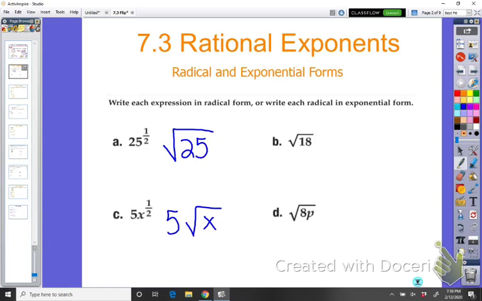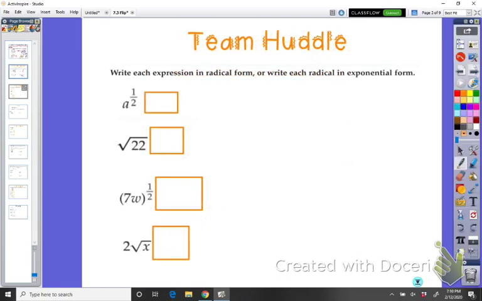Now these have radicals, so we need to go the opposite way. So if it's a square root, it's going to be raised up to the 1/2 power. And all of 8p is underneath the radical, so this needs in parentheses raised up to the 1/2. So this is just a team huddle, so you can pause the video, try these questions, and then check the answers.